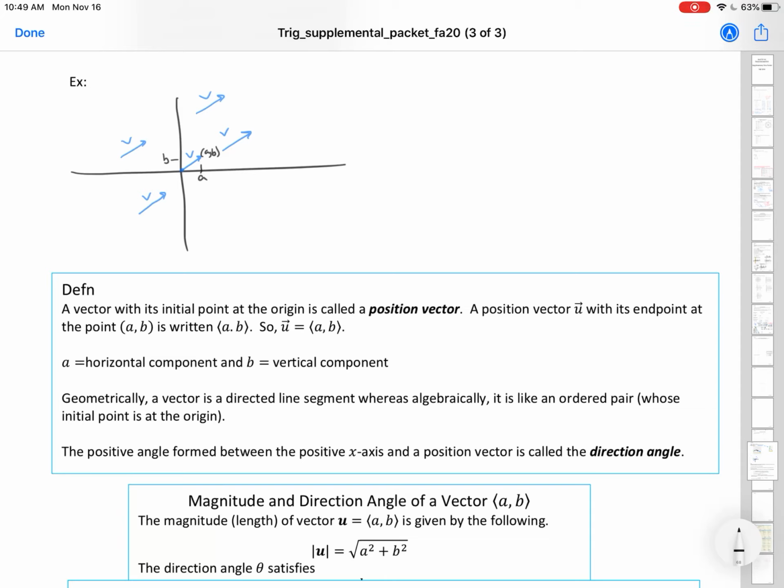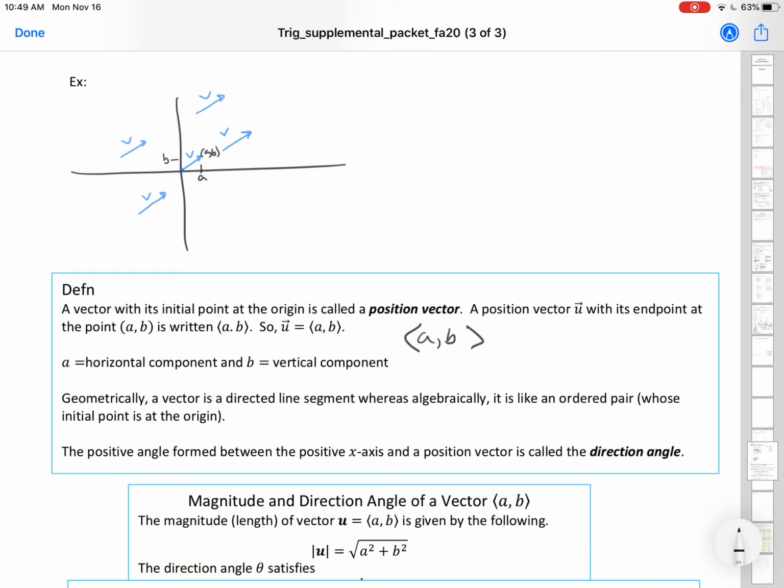A position vector u with its endpoint at the point (a, b) is written with these little brackets that are triangular in shape. If you ever see that, that's denoting a vector whose initial point is at the origin and whose terminal point is at (a, b). So a is the horizontal component and b is the vertical component. And so why not just stick the thing right at the origin and do all your work from that?